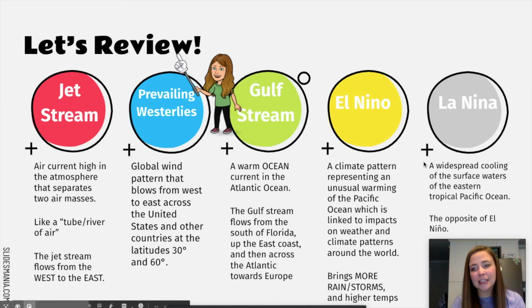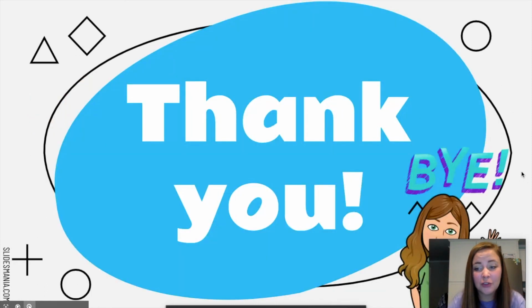And again, lastly, we have La Niña, which is a widespread cooling of surface waters of the eastern tropical Pacific Ocean, and the opposite of El Niño. And it results in more hurricanes for us here during hurricane season. But other than that, drier weather than usual because the Atlantic Ocean is cooler, so it's not evaporating as much, which leads to less storm systems moving from west to east across the United States.